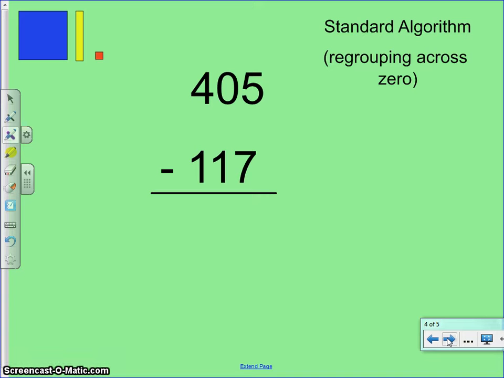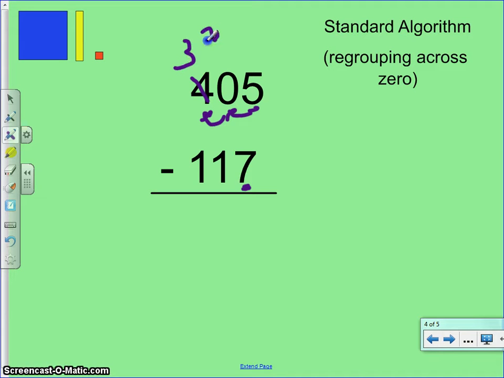Well, look here, I have 405 minus 117. Again, I'm going to start my ones place, and again, in my ones place, the number on the bottom is bigger than the number up top. So I have to regroup. So if I go next door, there's 0. There's nothing to regroup from, so I have to keep going, and then I go into my hundreds place. I borrow 100 from my 400, and it becomes 300.